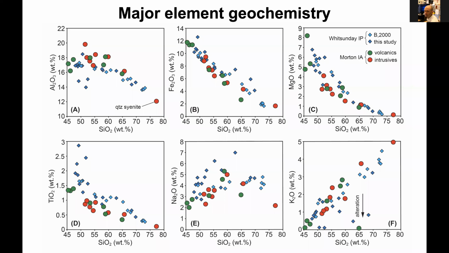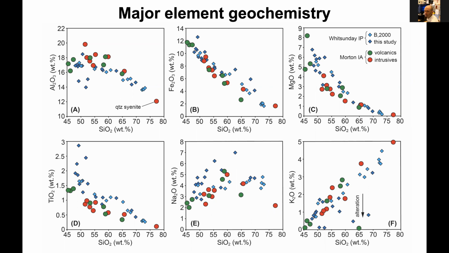In terms of major element geochemistry, here's a series of Harker plots just to show you the variation across these suites. We've got the Morton Igneous Association rocks, the intrusive rocks shown in red, and volcanic rocks of the Graham's Creek Formation in green, and they're compared to some data from the Whitsunday Igneous Province in blue. We see a large range all the way from mafic to felsic compositions, and trends that are fairly consistent with crystal fractionation, or fractional crystallization, across this suite. The two sets of rocks are fairly similar, but a notable difference is in the titanium content.